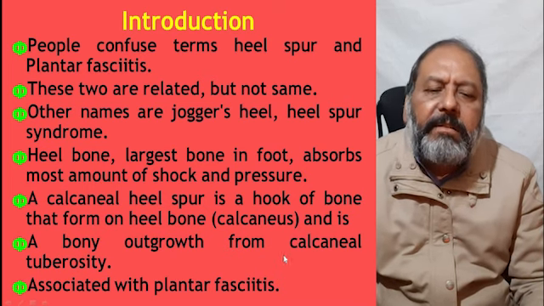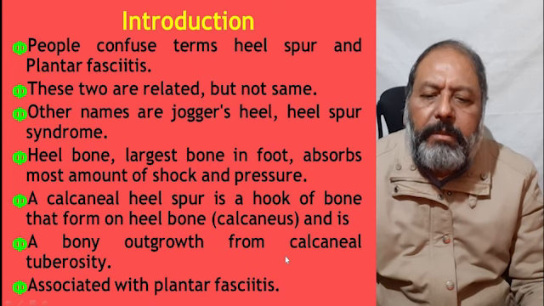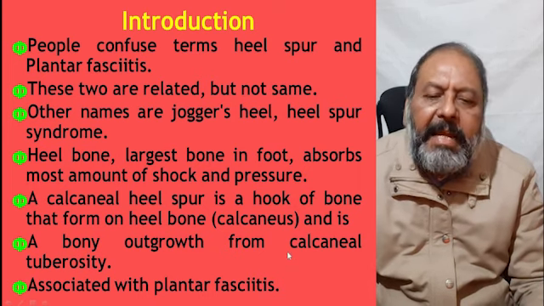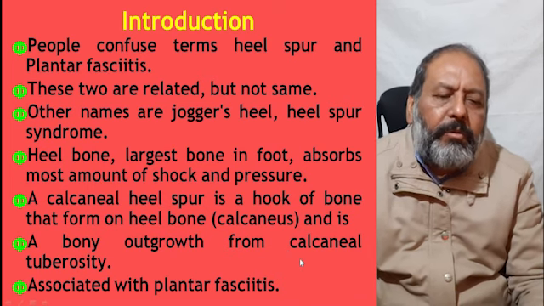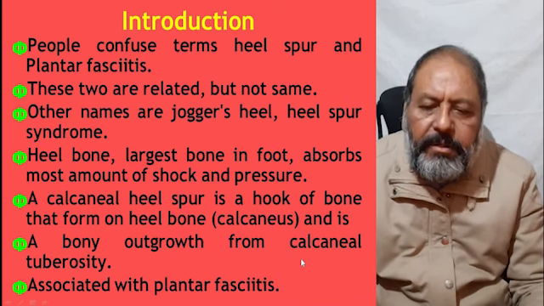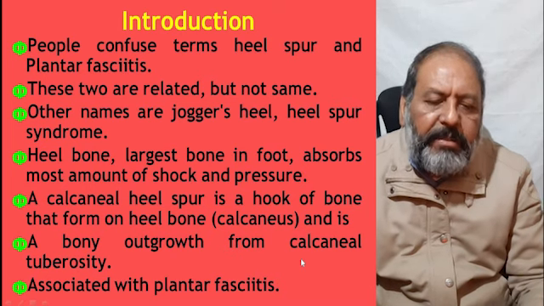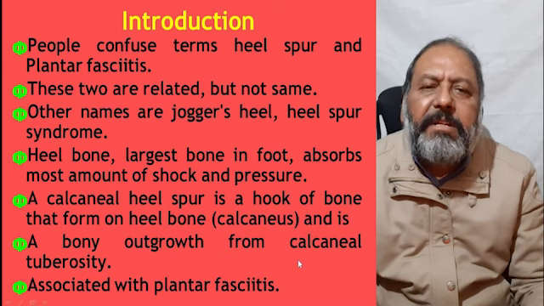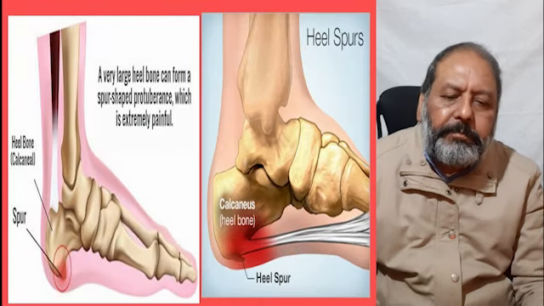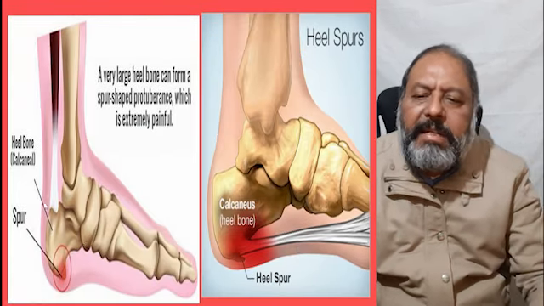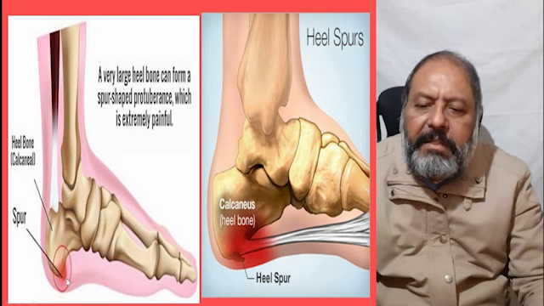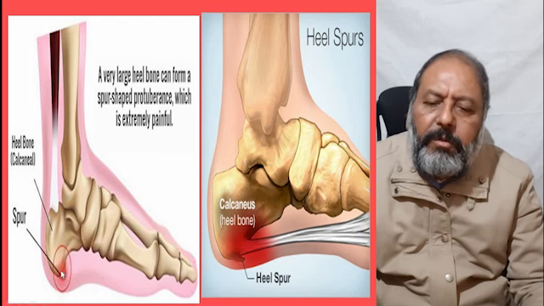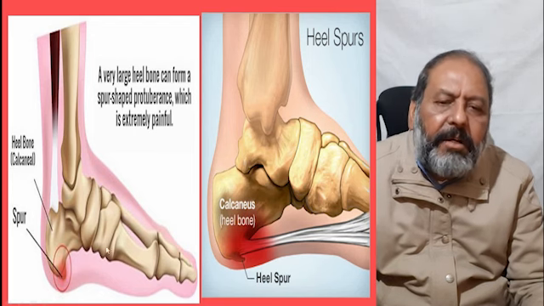A calcaneal heel spur is a hook of bone that forms on the heel bone, that is the calcaneus bone, and it is a bony outgrowth from the calcaneal tuberosity, and it is associated with plantar fasciitis because it causes inflammation of the plantar fascia. Now, here one can see the heel bone or the calcaneus, and here there is a spur or projection from the bone that is inflamed and causes the pain.